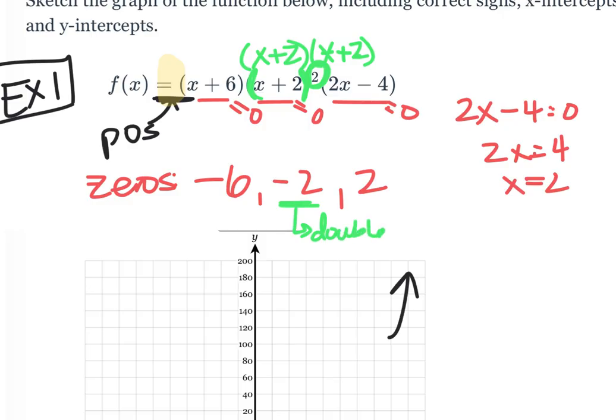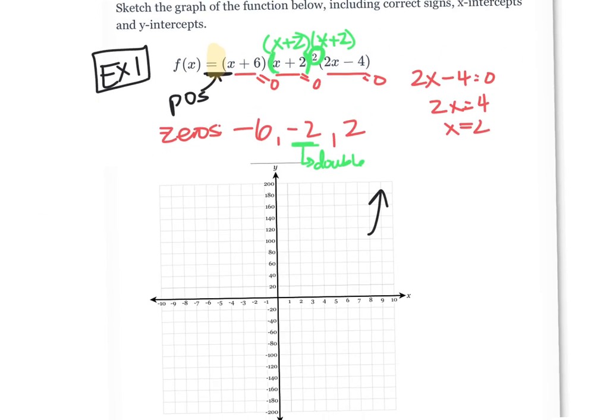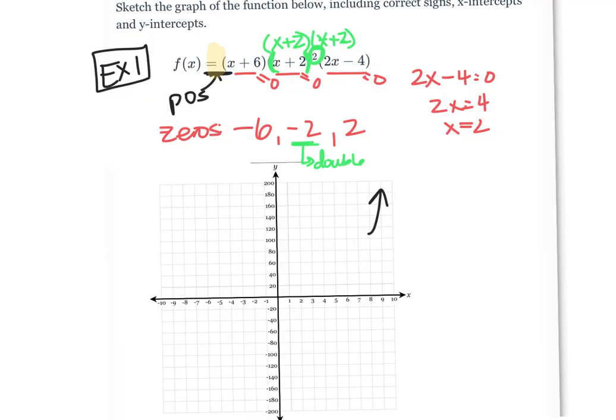All right, now, zeros get plotted on the x-axis. That's where we find zeros or roots. So I'm going to go ahead and plot these points. Your graph doesn't have to be perfect, but you should label where these points are that you're graphing. And I usually put an extra circle around any doubles, because it's going to change how we interact with the x-axis at those points.